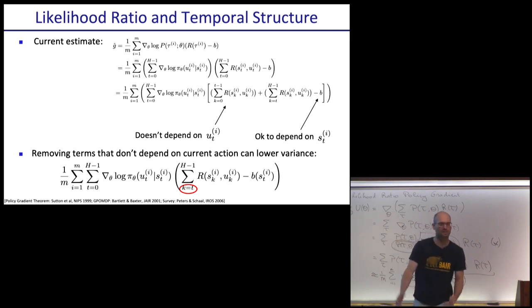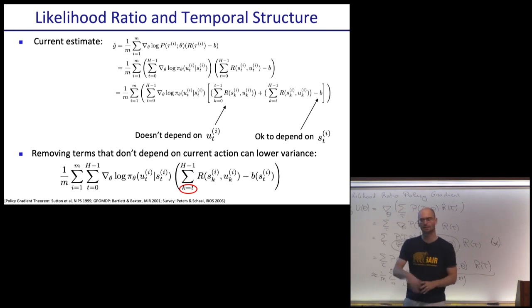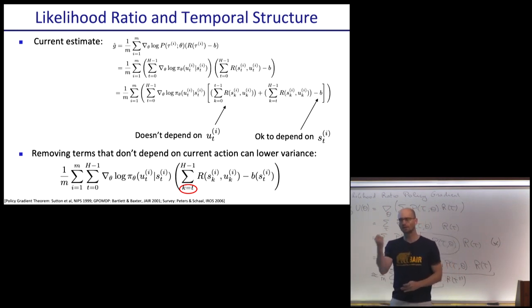Remember early on I said the methods we looked at, the finite difference and the cross-entropy method, don't really look at the temporal structure. Here, we're now looking at the temporal structure. We're specifically looking at increasing or decreasing the probability of an action based on specifically what happened from that action onwards, as opposed to always looking at entire trajectories.